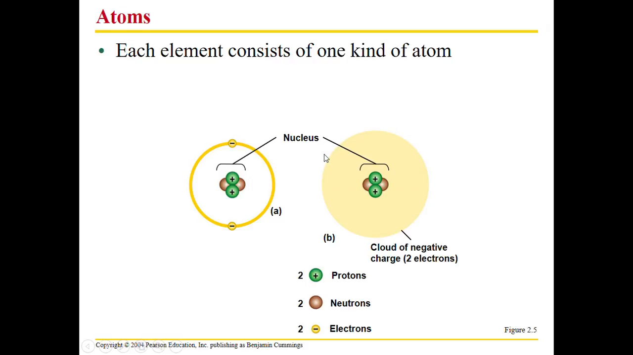And in the nucleus, we have protons, which are positive. We have neutrons, which are neutral. And these are pretty easy to remember: protons, positive; neutrons, neutral. And then we have electrons, which are negative. For electrons, there's not really an easy way to remember them, just remember that electrons are the negative ones.